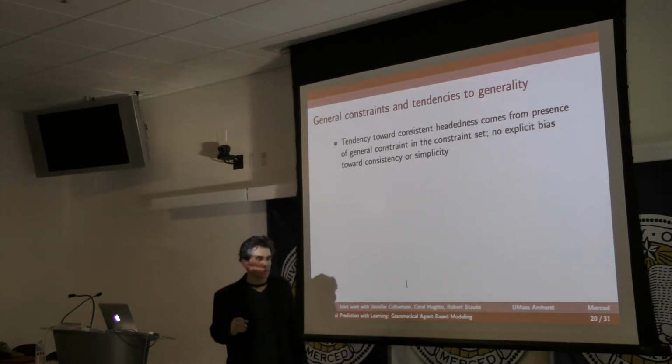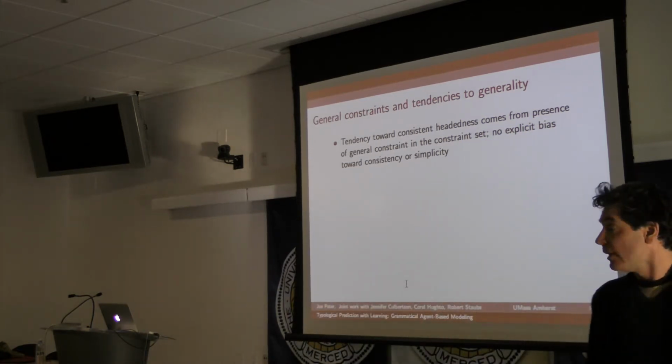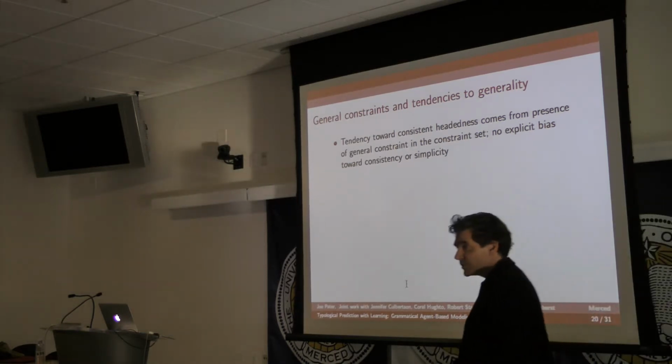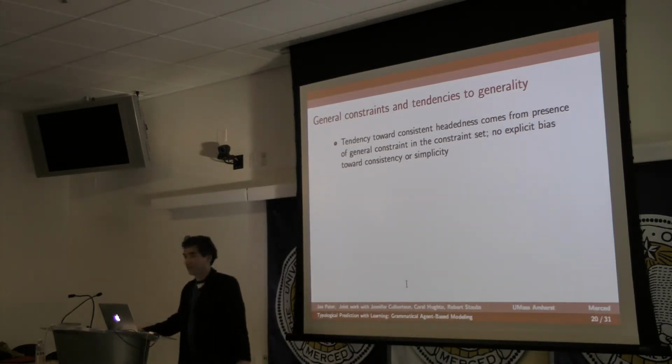Okay, so this tendency towards having consistent headedness is coming just because we've got this general constraint in the constraint set. If we took it out, we'd go back to chance. There's not an explicit bias for having consistent headedness, it's just we've got this constraint in the constraint set.